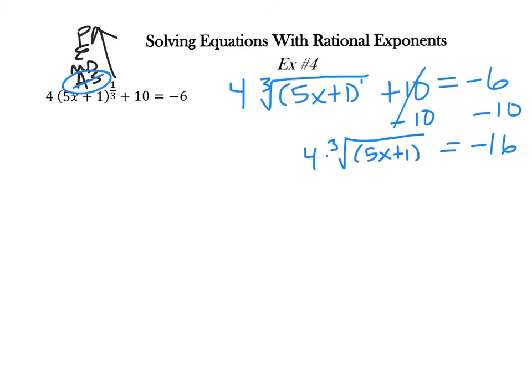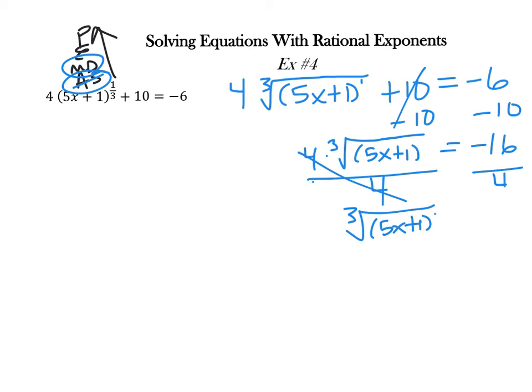Now I look at multiplication and division. To get rid of this 4, I divide by 4 on both sides. I have the cube root of 5x plus 1 to the 1 power equals negative 4.